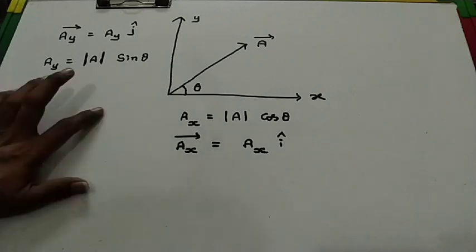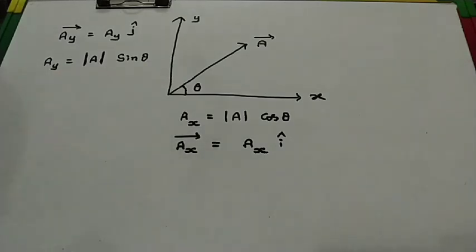This is another diagram. So today we discuss rectangular components of a vector in a plane. So these are the important diagrams and derivations. I hope you understood vector components.